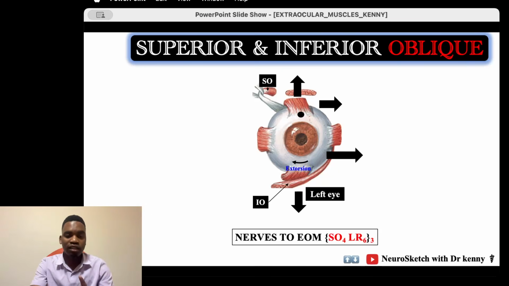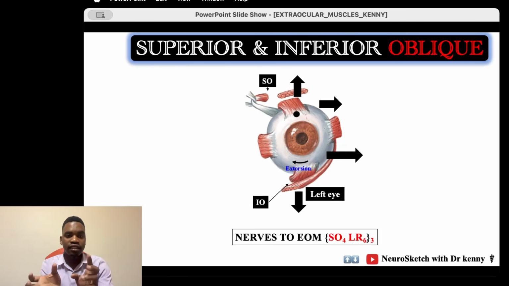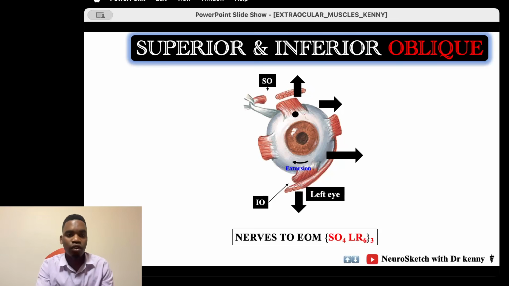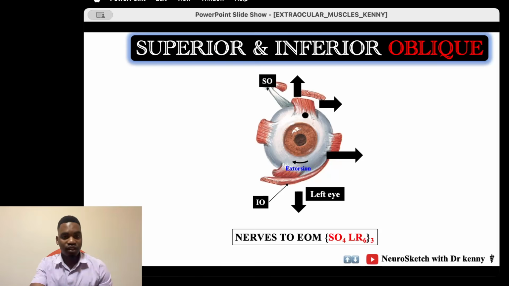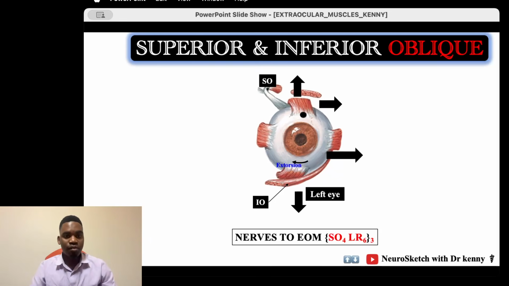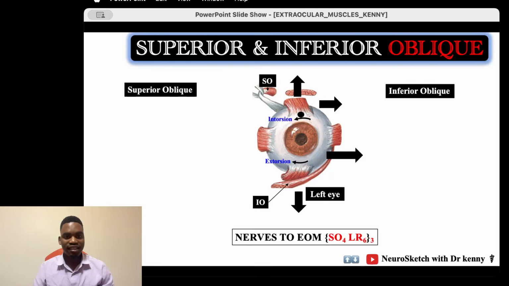So look at this. The 12 o'clock position has moved medially, has rotated medially, so that is intorsion. But if the 12 o'clock position rotates laterally, that would be extorsion. Okay, so let's go back to primary gaze. That's the primary gaze. Okay, so let's summarize now.